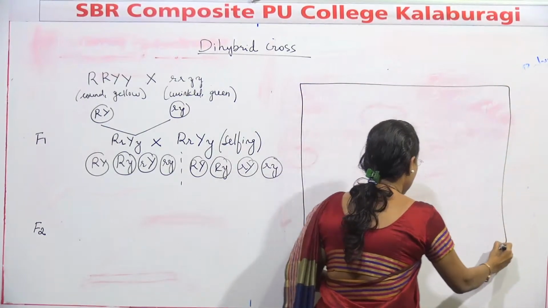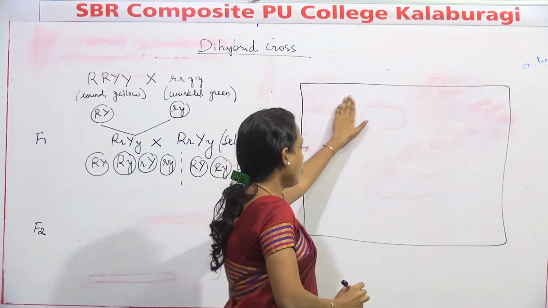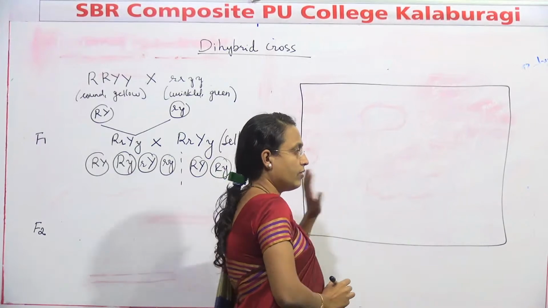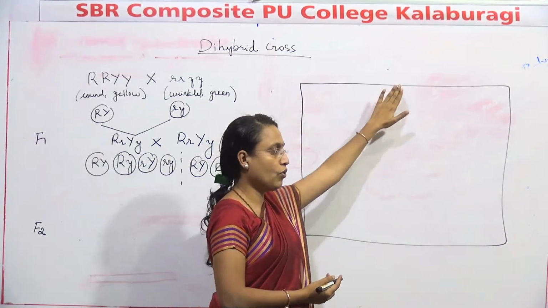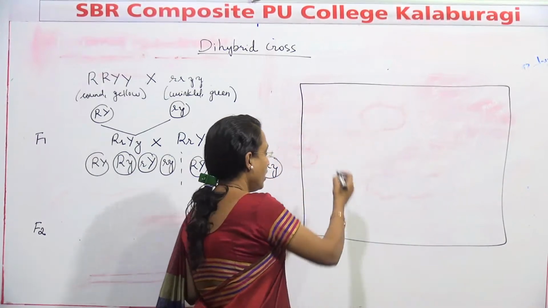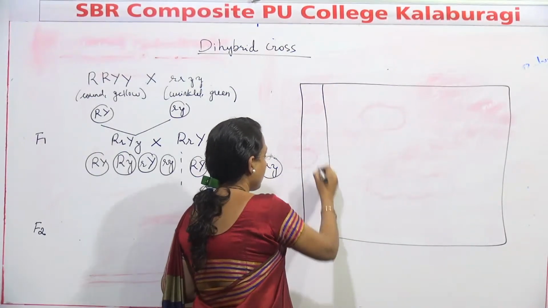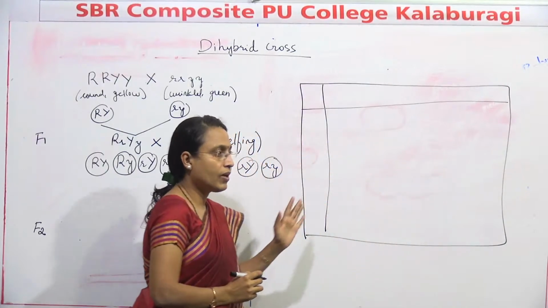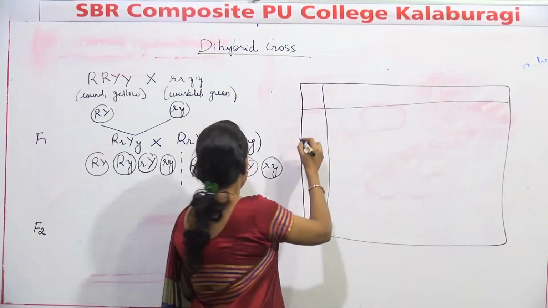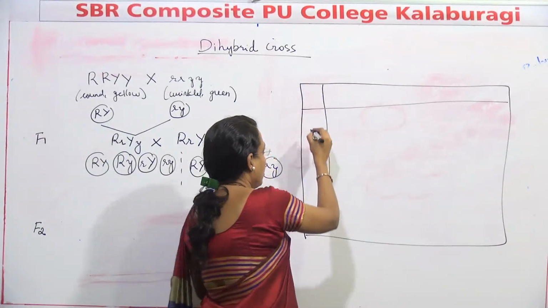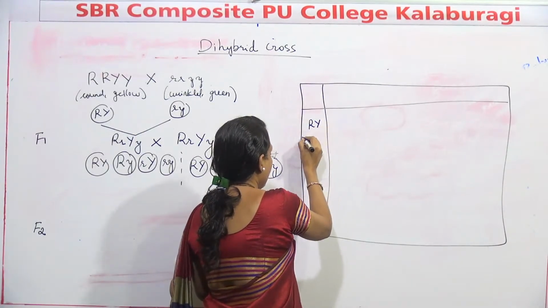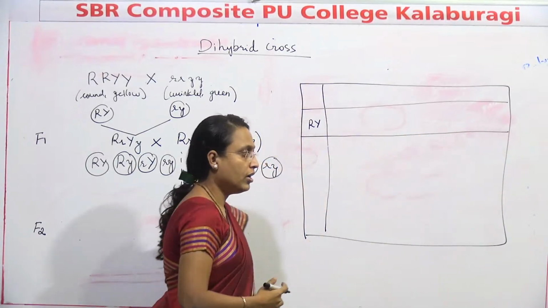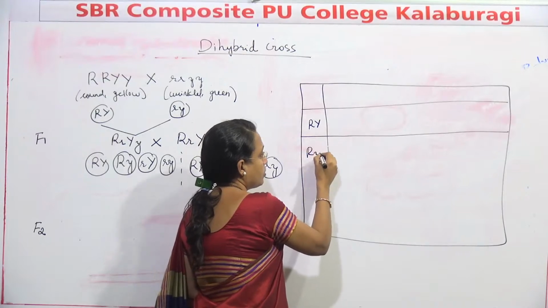On one side, the 4 gametes which correspond to male have to be written, and on the other side, the 4 gametes have to be written, and a Punnett square table has to be prepared. This is the Punnett square table that has to be prepared. It is a probability table.